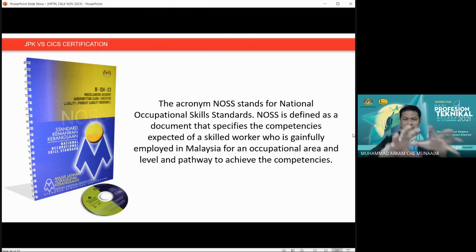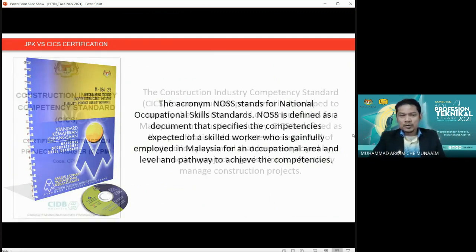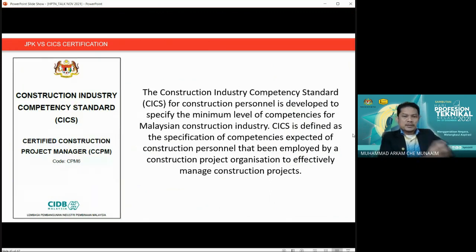So the same standard was adopted by CIDB and became their own standard, or they produced their own standard from the previous standard developed by JPK. CICS, the Construction Industry Competency Standard for construction personnel, is developed to specify the minimum level of competencies for the Malaysian construction industry. CICS is defined as the specification of competency expected of construction personnel employed by a construction project organization to effectively manage construction projects.